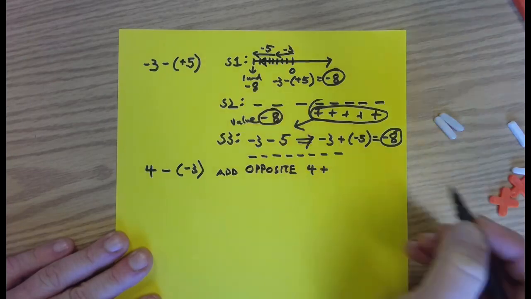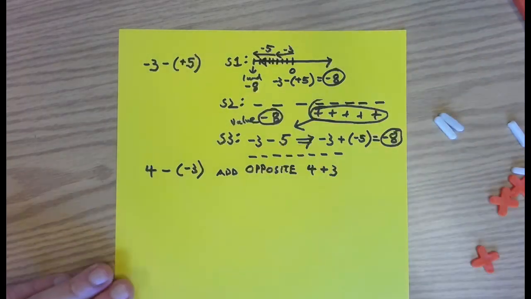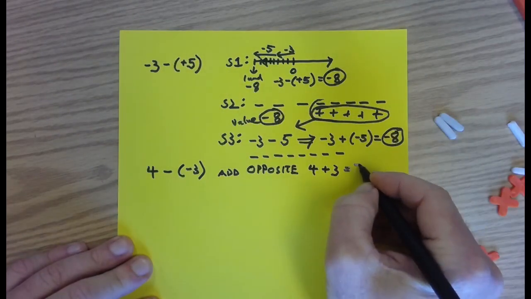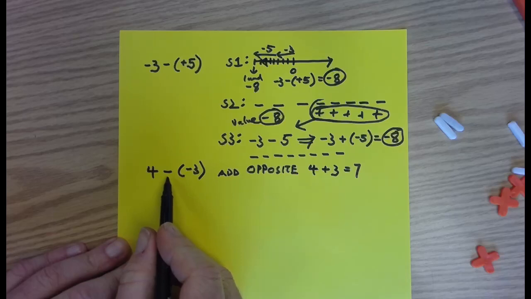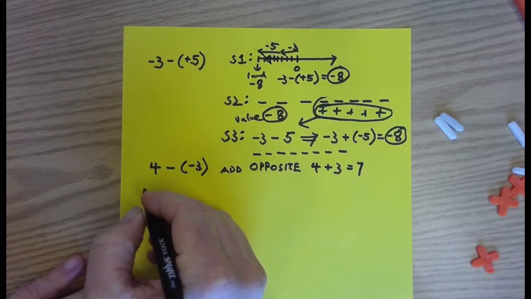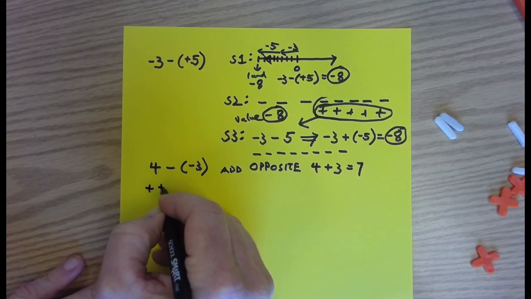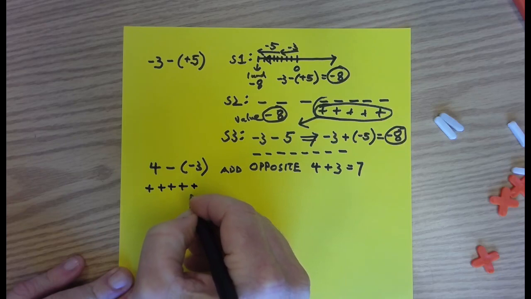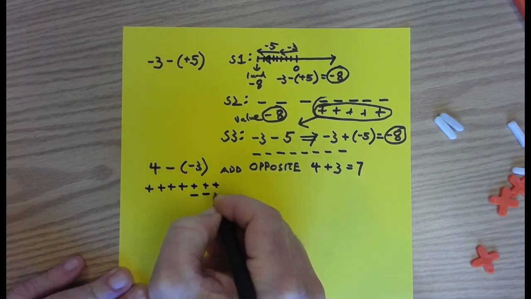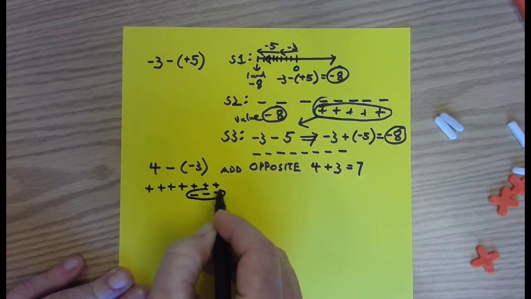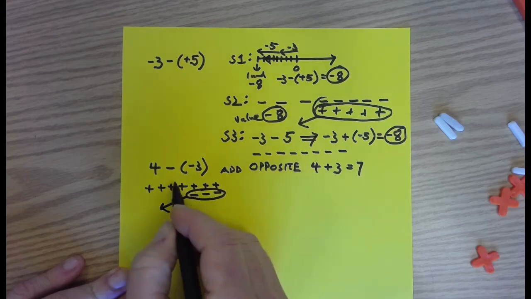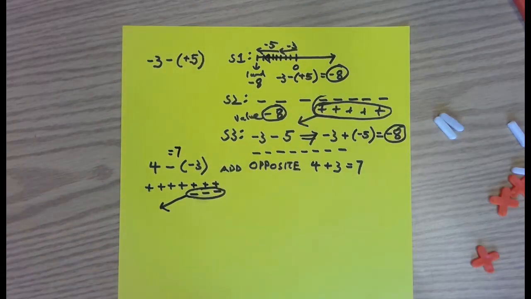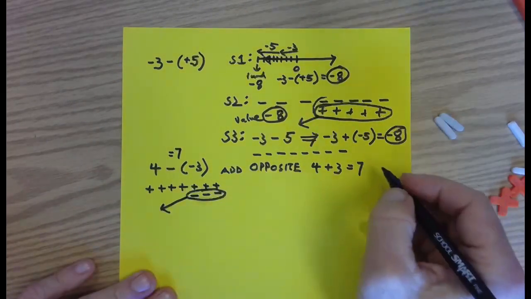4 plus positive 3. These get us the same answer. This we can tell is 7 quite easily. This one's a little harder to tell, but if we use our tile drawings to verify, there's positive 4, and if I want to take away negative 3, I'm going to add 3 zeros so I can take away 3 negatives, and what do I get? I still get 7. Okay, so this, once again, proves that add the opposite works.